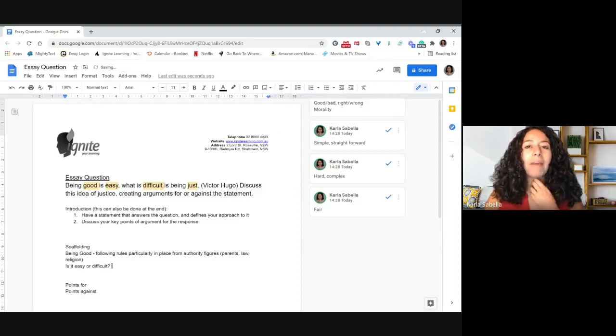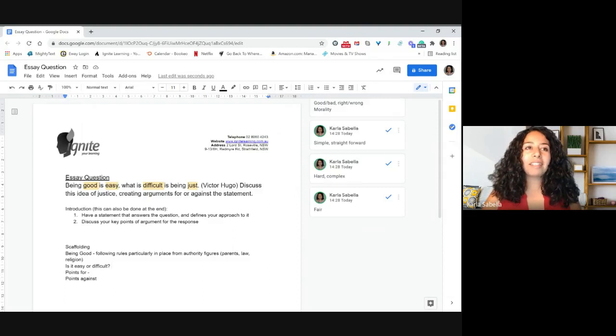Well, it probably depends on the situation, right? So you could certainly make the argument. And this is where you can do points for and against. So points for the fact that following these rules could be easy is, it's a hard one because again, you actually really need to also define what easy is. So easy is, as we said, simple, straightforward. And then you want to start using specific examples.